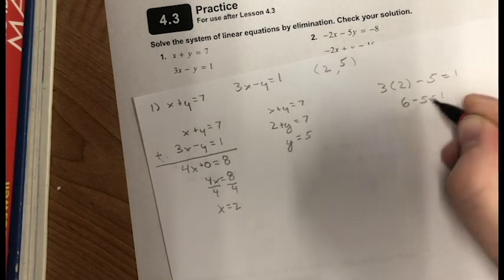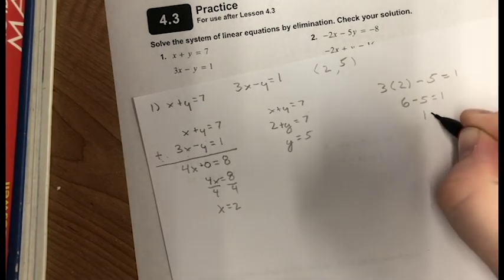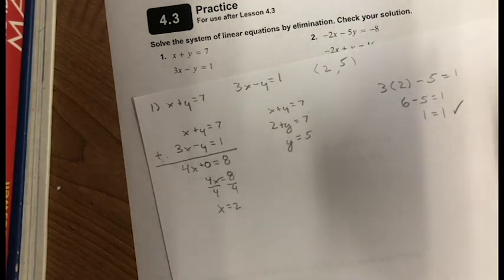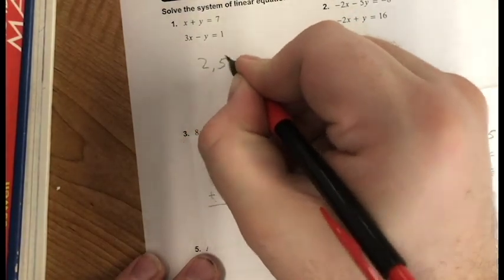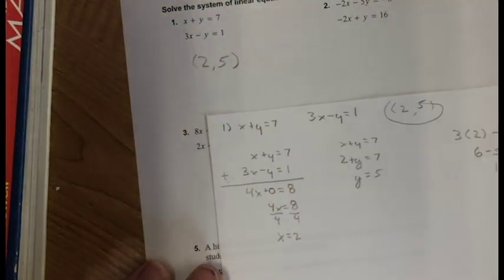Is this a true statement? Does 6 take away 5 equal 1? It does. So our answer indeed is 2, 5. So this is the solution to this system of equations. All right, so number 2.